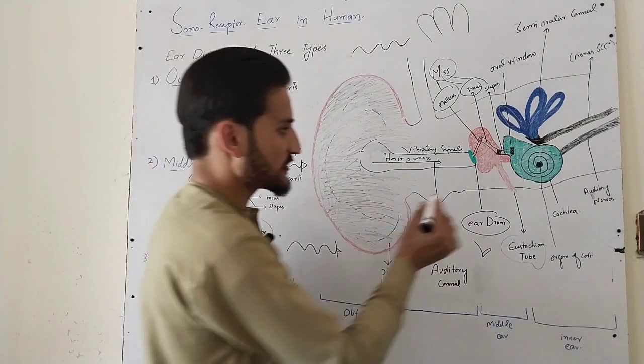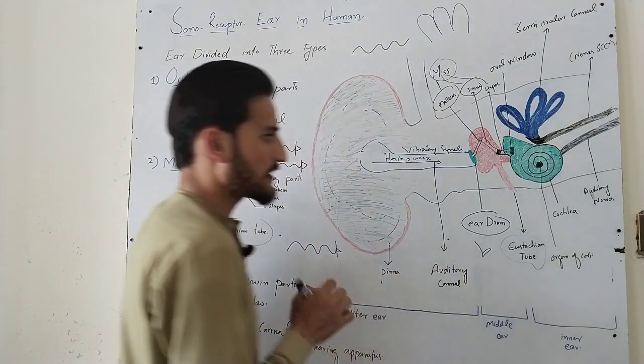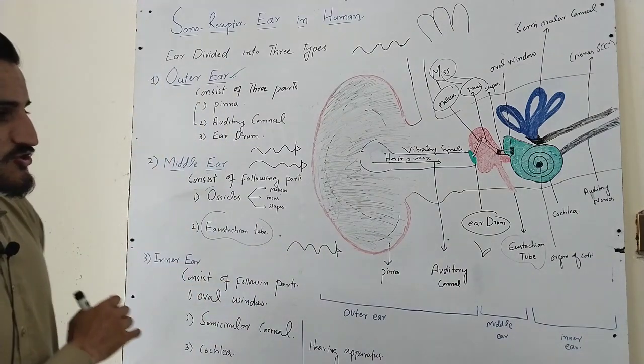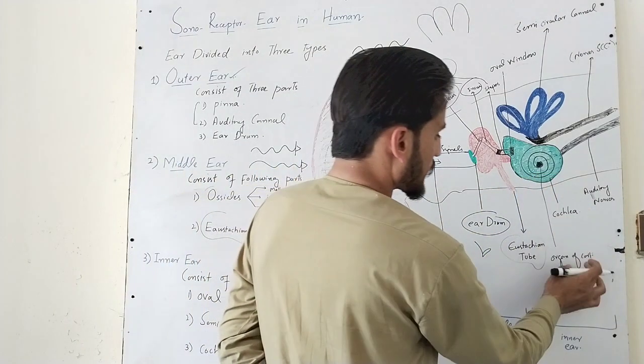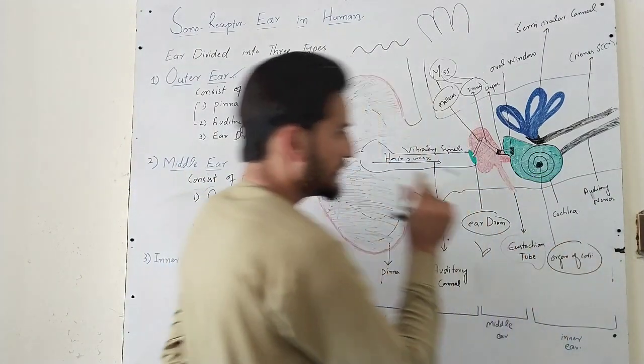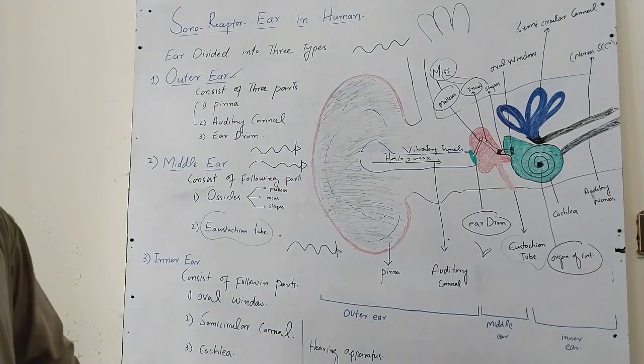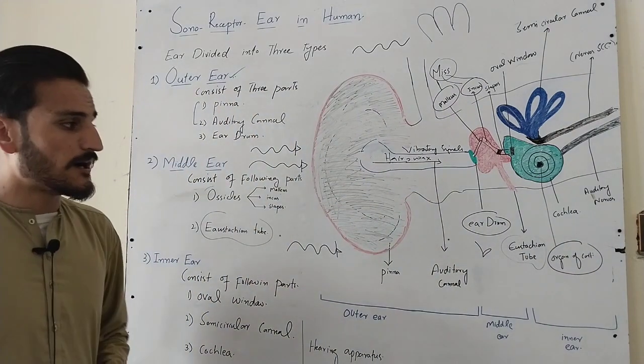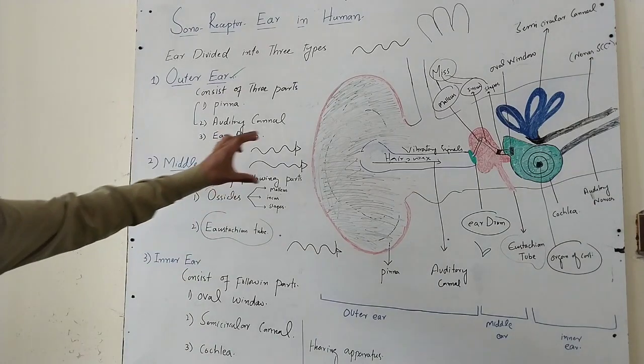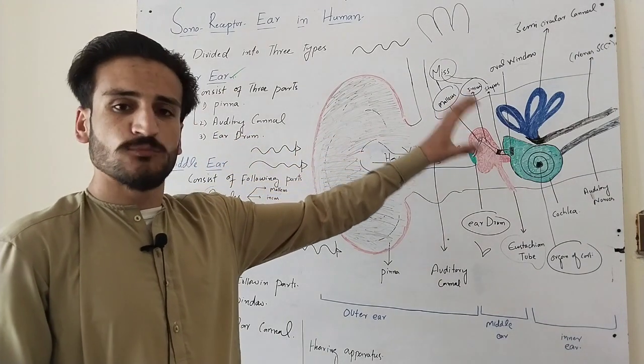In the middle region, this is the organ of Corti. The organ of Corti is present in the cochlea. The center region is also called the organ of Corti, and hearing is detected in the organ of Corti. So this is basically the structure of the human ear.